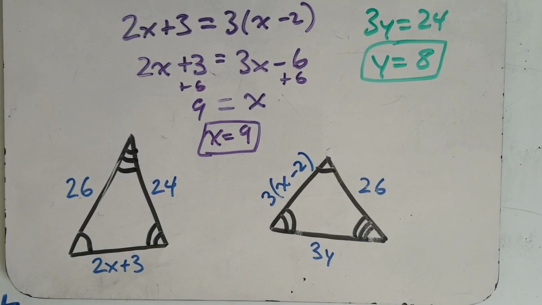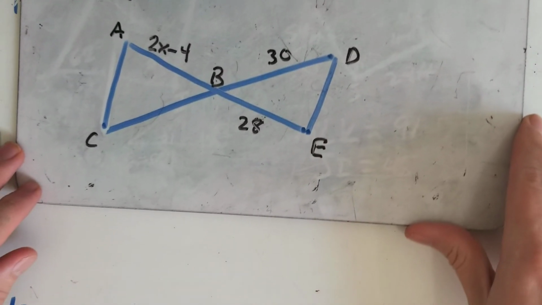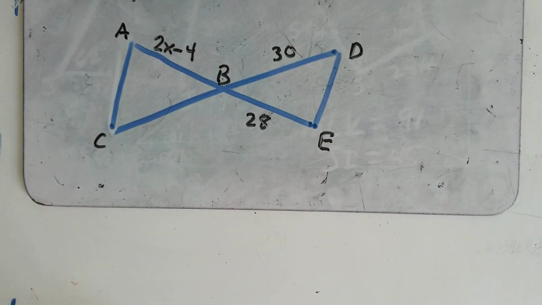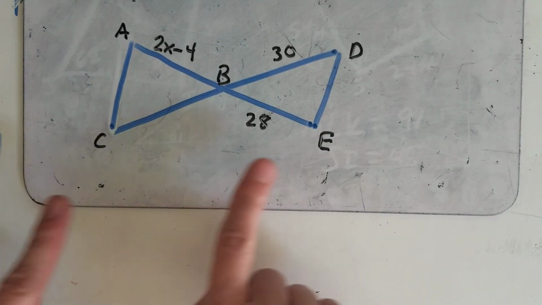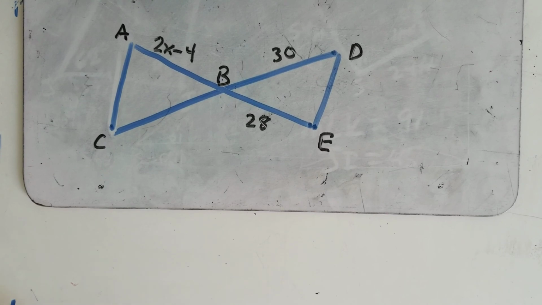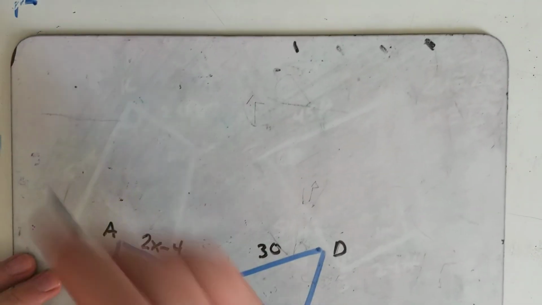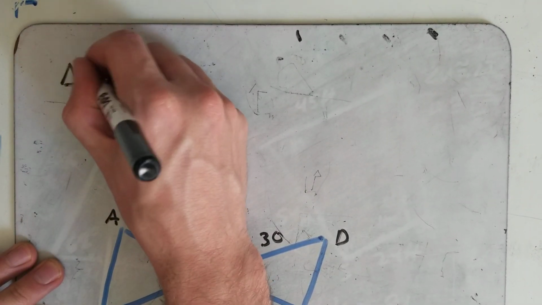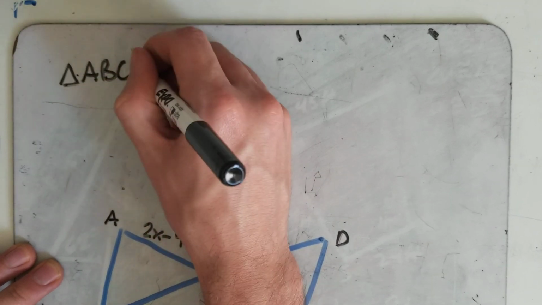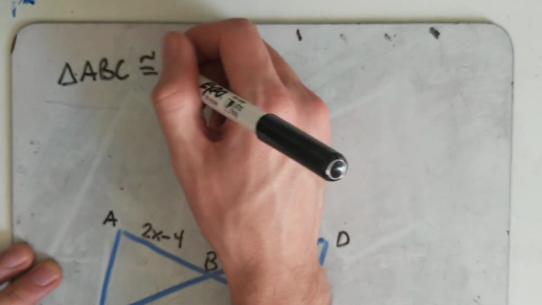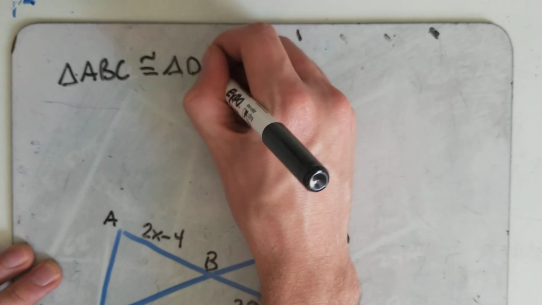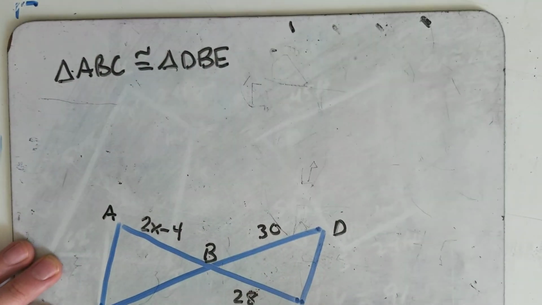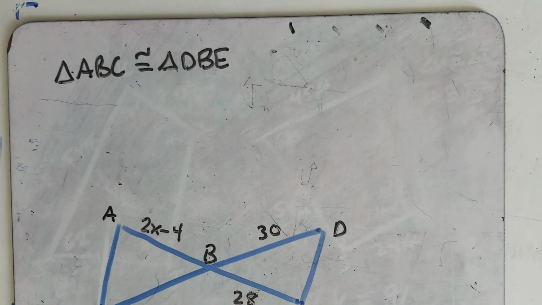Alright, let's try a couple more. We'll see some different examples here. Our next one, we have this right here. We are given this figure here, and we are told that triangle ABC is congruent to triangle DBE. And we're dealing with the sides here.